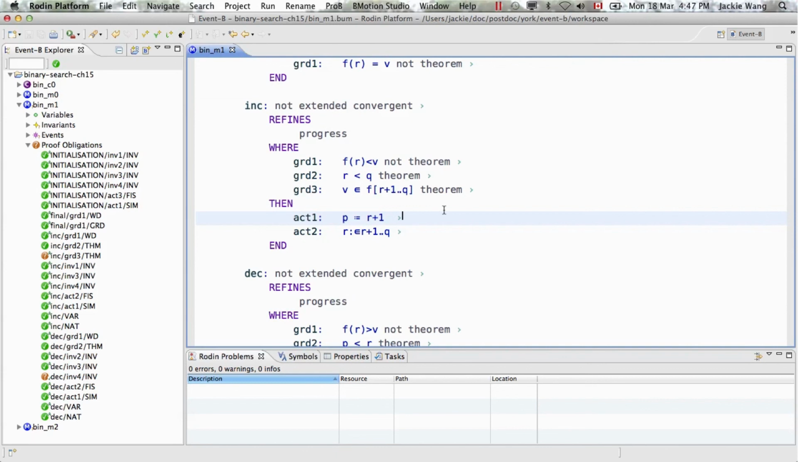However, we have to prove instead that this derived theorem is true. In the next video, we'll show you how this theorem can be proved.